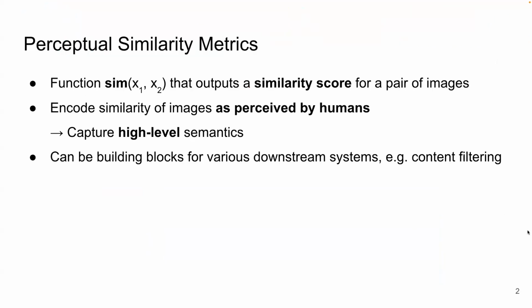So we are looking at perceptual similarity metrics, which are basically functions that take as input two images and then tell us how similar these two images are. Ideally, we would like the similarity encoded by this function to be similar to how humans perceive similarity, which in particular means that it should capture high-level semantics rather than just low-level structures. Such perceptual metrics can be building blocks for downstream systems. For example, later in the talk, we will see how it can be applied to content filtering.